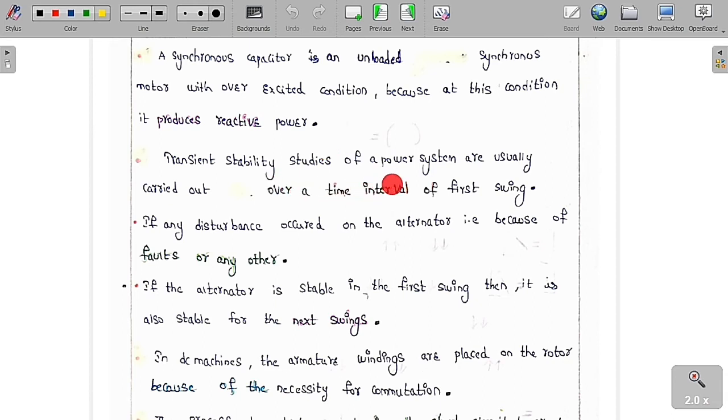Transient stability studies of a power system are usually carried out over a time interval of the first swing only. So this transient stability study is basically a study for the first swing itself.